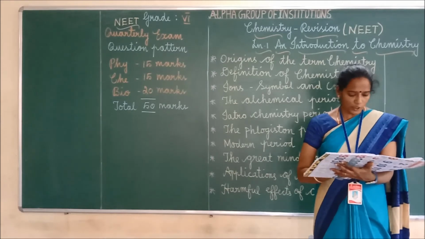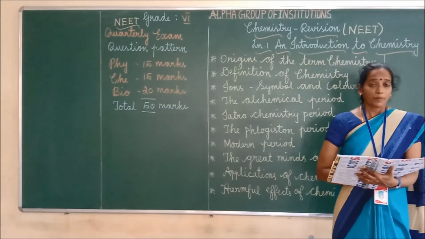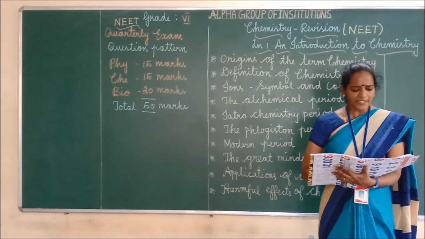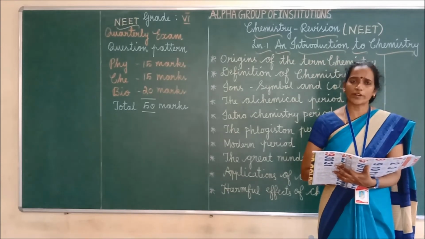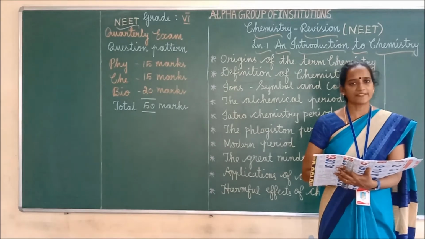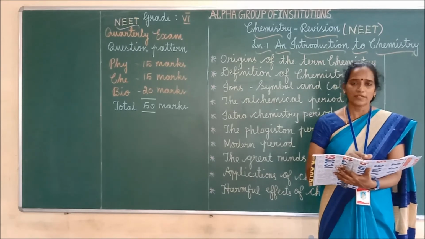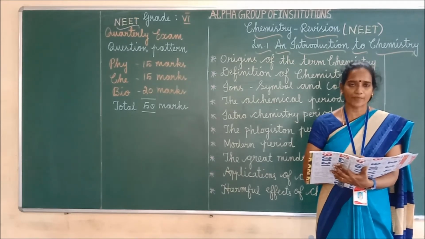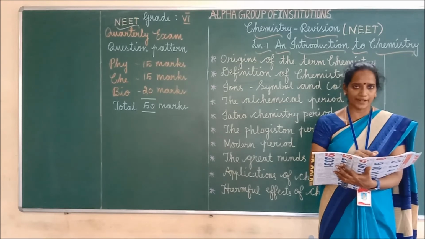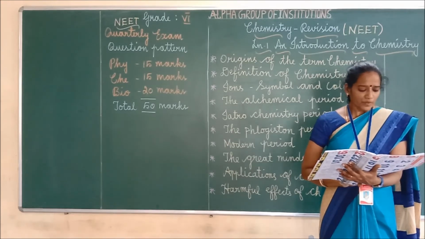Right. Next, we turn to page number 5. Modern period. Okay. Dash is regarded as the father of modern chemistry. Who is regarded as the father of modern chemistry? The answer is Lavoisier. Okay. Underline the word Lavoisier is regarded as the father of modern chemistry in modern period. Okay. Underline this word.